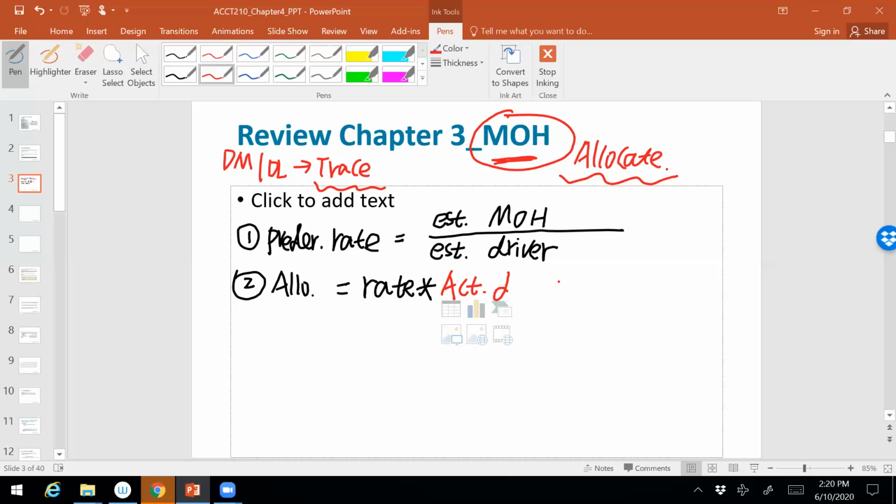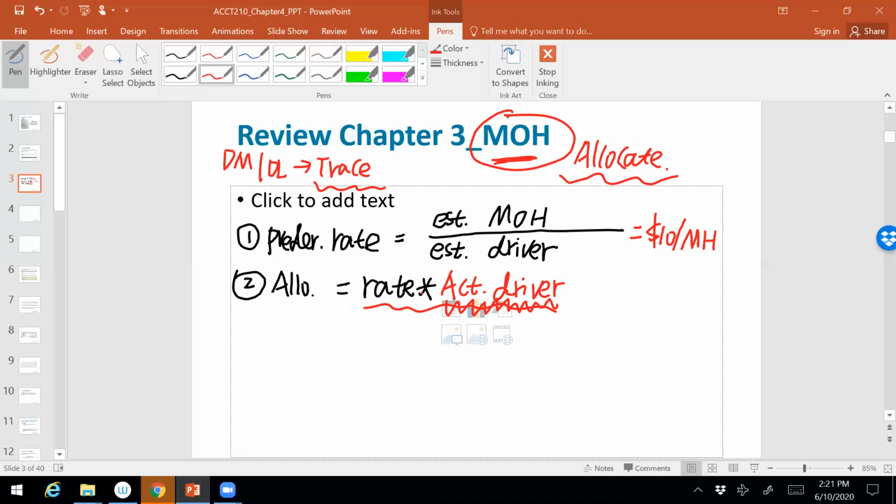So let's make up a number. At the beginning of the year, we used our estimated manufacturing overhead and estimated cost driver, and found that for one machine hour, we allocate $10 of manufacturing overhead. At the end, when we finish our job, we need to allocate the manufacturing overhead. We found that for this specific job, we used 3 machine hours. Then our allocation of manufacturing overhead for this job will be $30, because for one machine hour we allocate $10, so for 3 actual machine hours, we allocate $30.